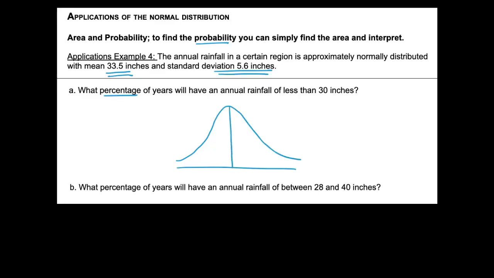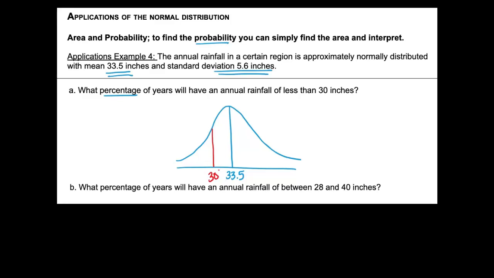Normally, with the standard normal curve, I put a 0 in the middle. But since this problem gives me a mean of 33.5, I'm going to put that in the middle. So this is not the standard normal curve. This is a normal curve that is showing the example data that I have here. And then we're asked to find the percentage of years that have an annual rainfall of less than 30 inches. So I'm going to draw a line where 30 inches would be, and I'm going to put it to the left of 33.5 because 30 is less than that number.